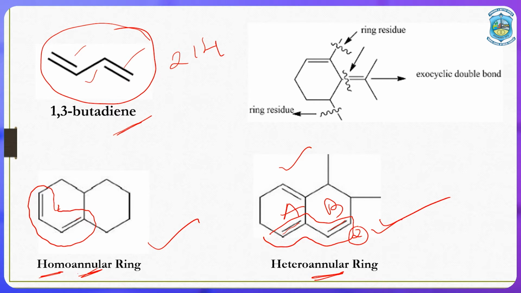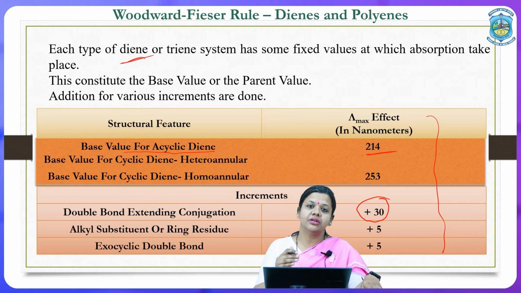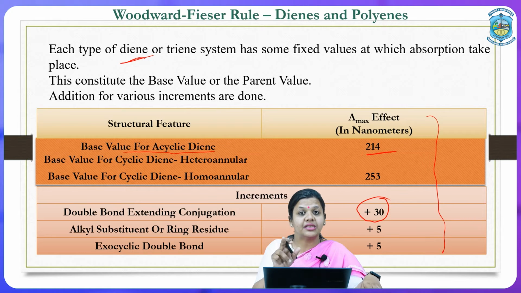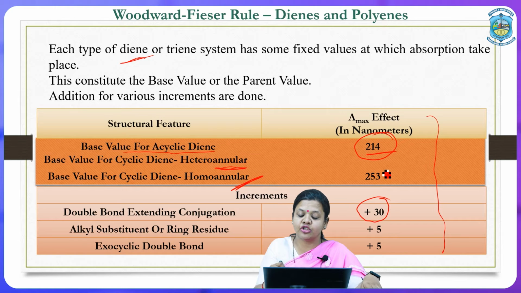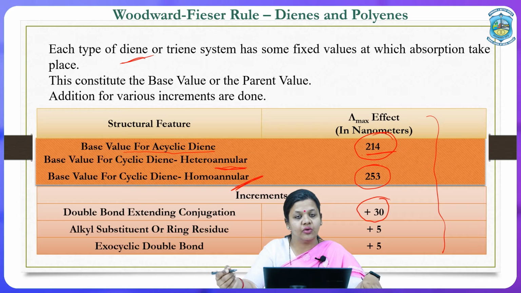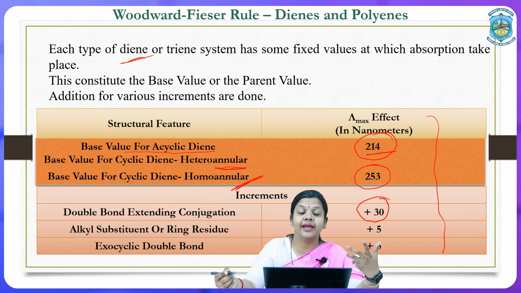So, going back, let us come back to the initial slide where we have seen the various values. As we know, when we are talking about cyclic structures, the base value for a heteroannular diene will be taken as 214 nanometers, and that of a homoannular structure will be taken as 253 nanometers. Now, apart from this base value, there are certain additions that we are supposed to make, or increments.